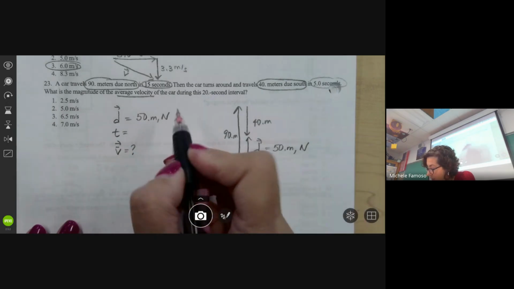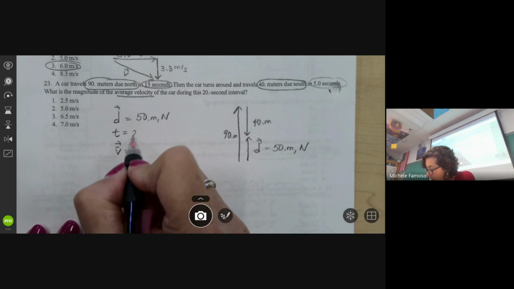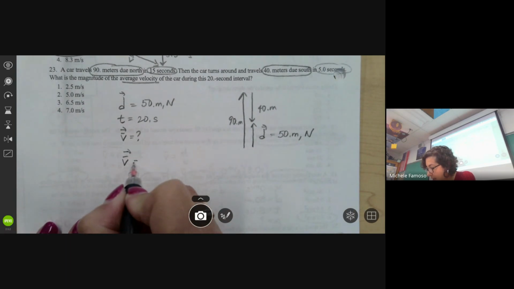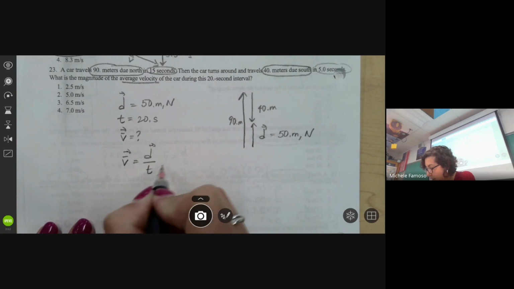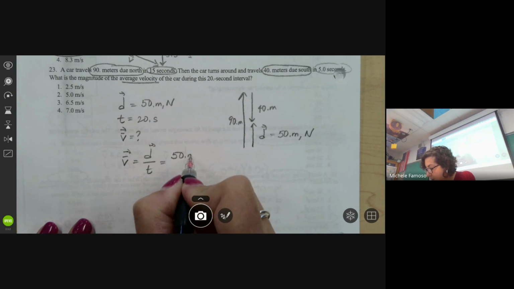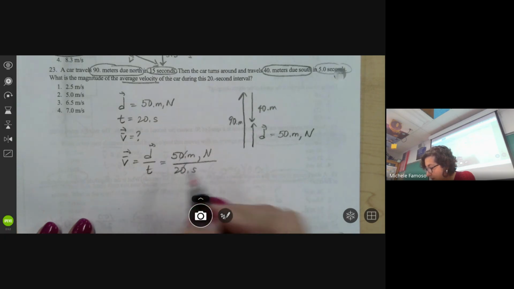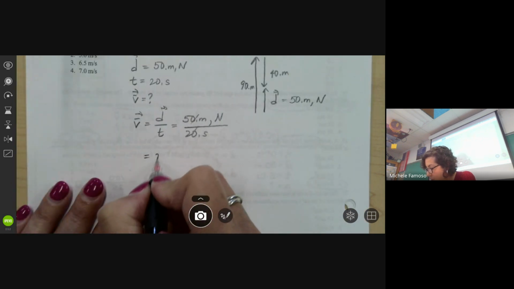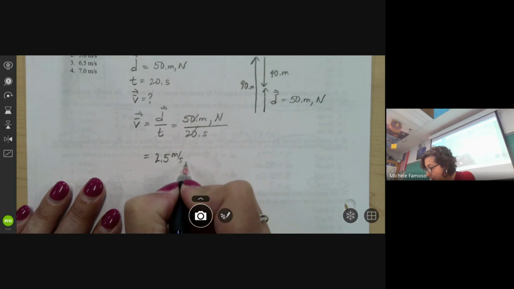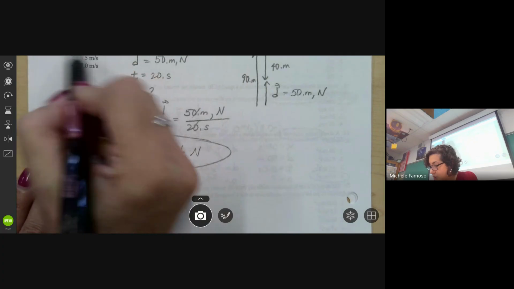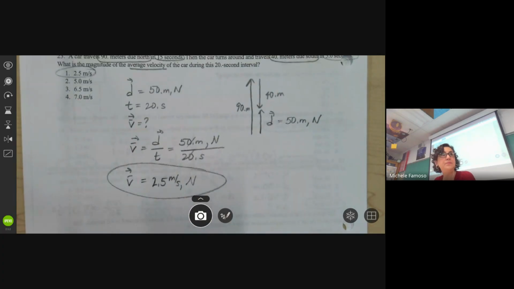The time traveled, 15 plus 5, would be 20 seconds. So to get the average velocity, I take the displacement and divide by time. So 50 meters to the north divided by 20 seconds. 5 divided by 2 would give me 2.5 meters per second to the north for that average velocity. The magnitude of it is just choice 1.